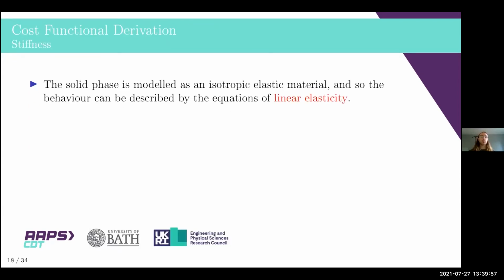So what do we actually mean when we're saying stiffness here? How do we calculate this? Well, first of all, we model the solid phase as an isotropic elastic material. So isotropic here means that in any direction, the material is the same. So it's not like a wood grain where one side is more brittle than the other. And then we can describe the solid phase by the equations of linear elasticity.